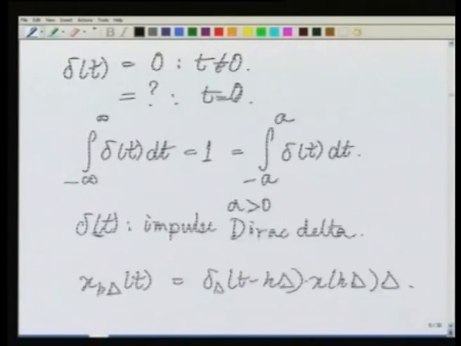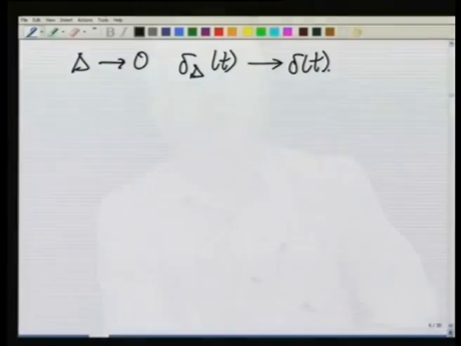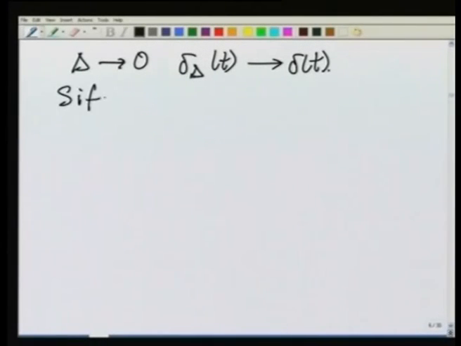So, as we make delta tend to 0, delta delta of t has now become delta of t, the exact impulse or the ultimate impulse, and delta of t will still be used to sample the value of x t, not in gross intervals of width delta, but at a particular point. In short, there is something called the sifting property of the Dirac delta.